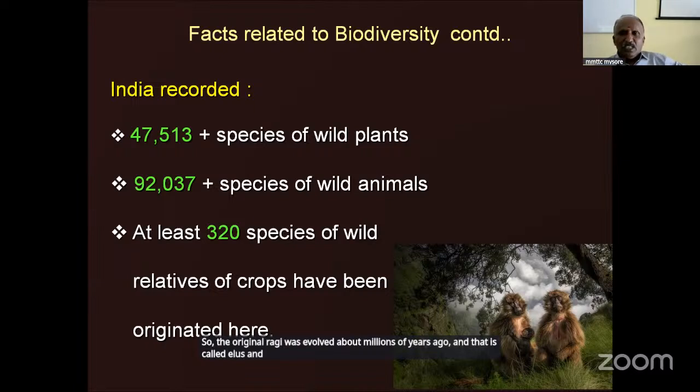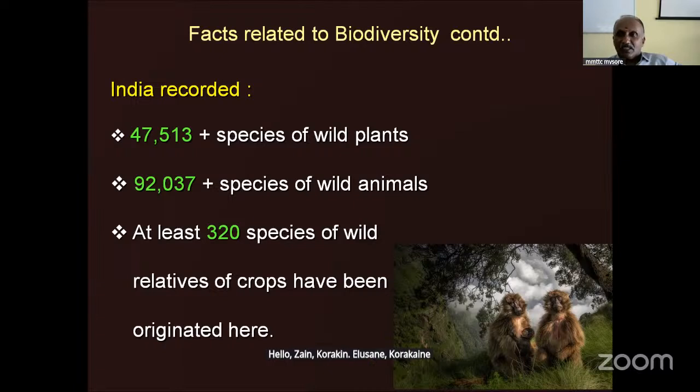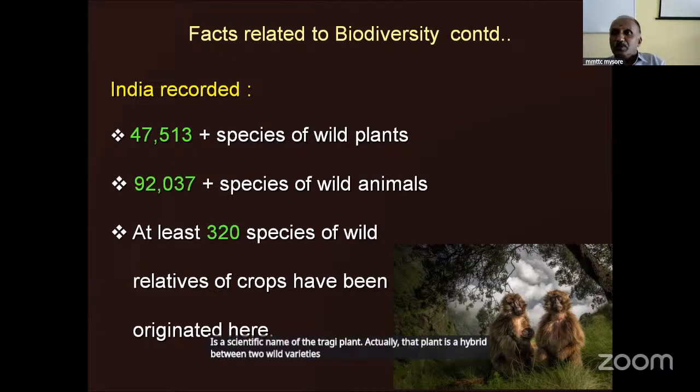Scientifically, we use the term Eleusine coracana. Eleusine coracana is the scientific name of that ragi plant. Actually, that plant is a hybrid between two wild varieties. There were two species before the continental drift. So you know that before the continental drift, before all the continents got separated, it was a landmass. So at that time, all the plants were growing together. There were two plants called Eleusine indica and Eleusine africana.